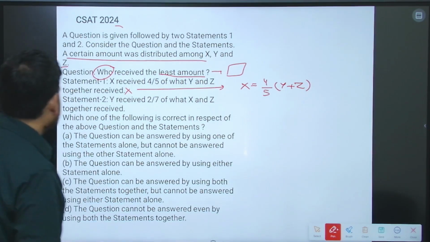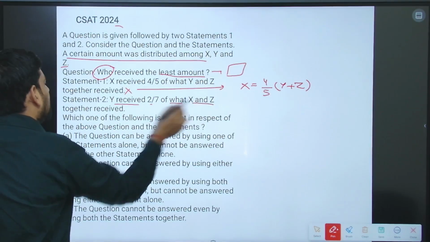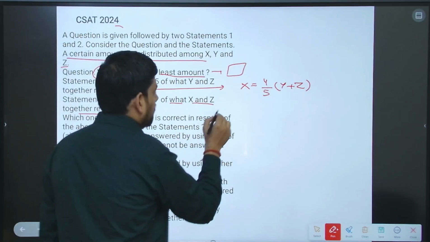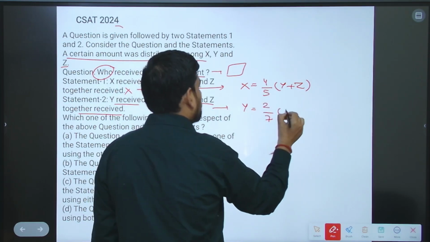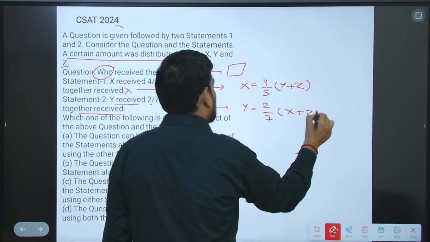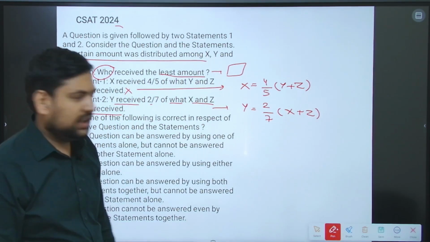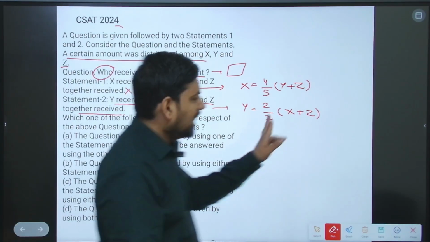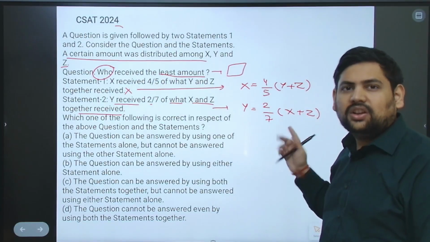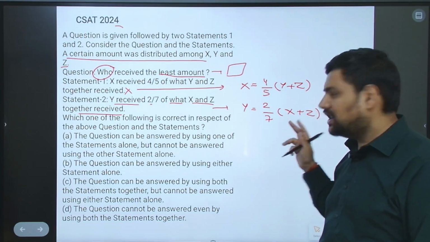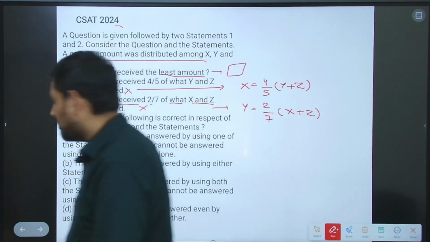Okay, then next, y received 2 by 7 of what x and z together received. So this is y is equal to 2 by 7 of (x plus z). Can you get anything from this? This also does not give you anything. Of course, I can have x very large, z very small, or z very large, x very small. So x may be the least, z may be the least, maybe y is the least. I am not getting anything from this. So the second statement alone is also not enough.